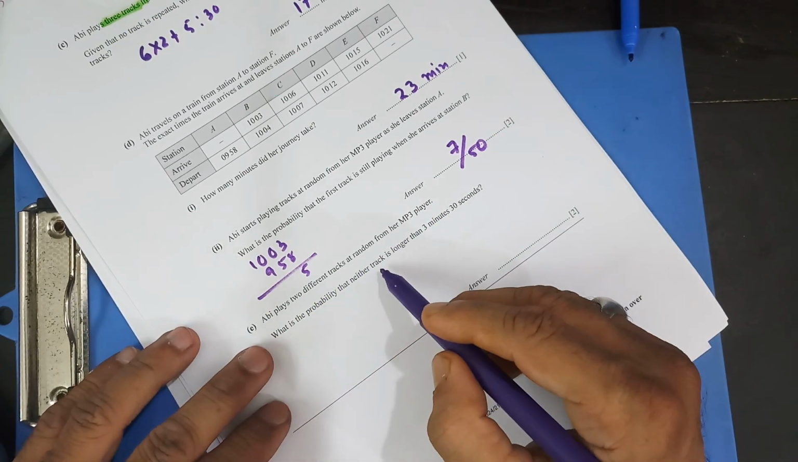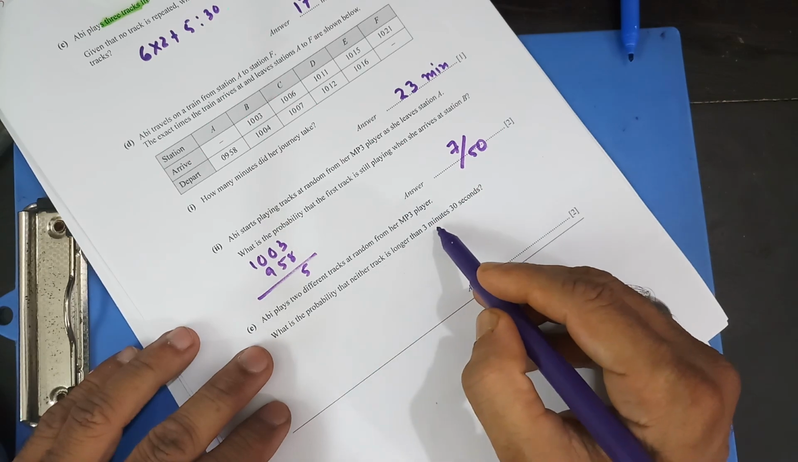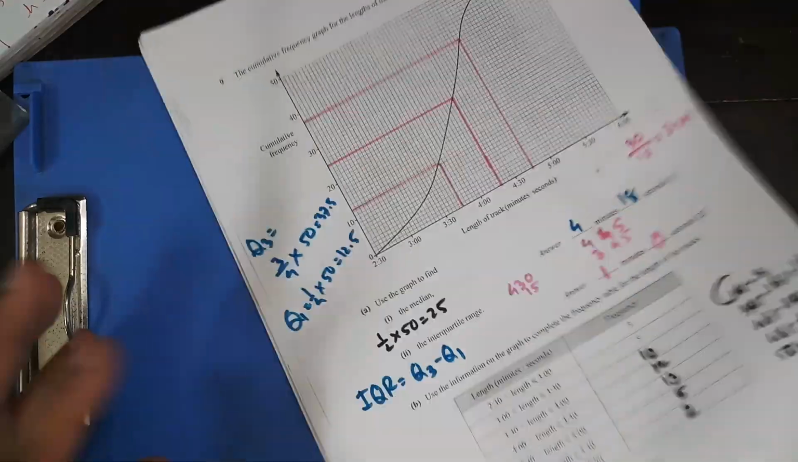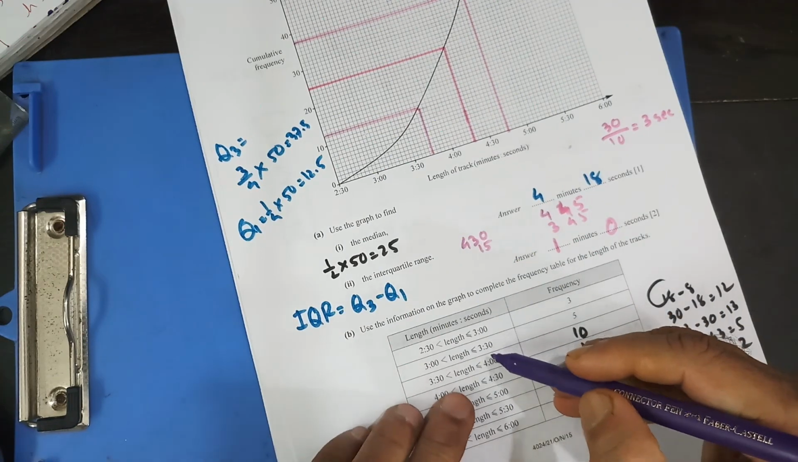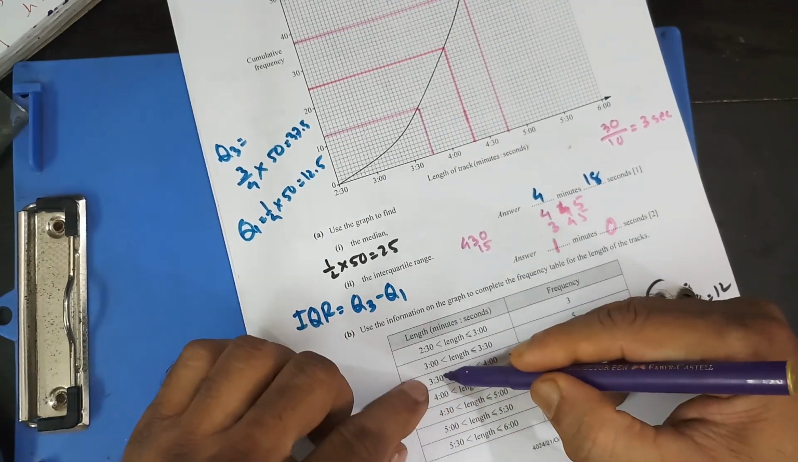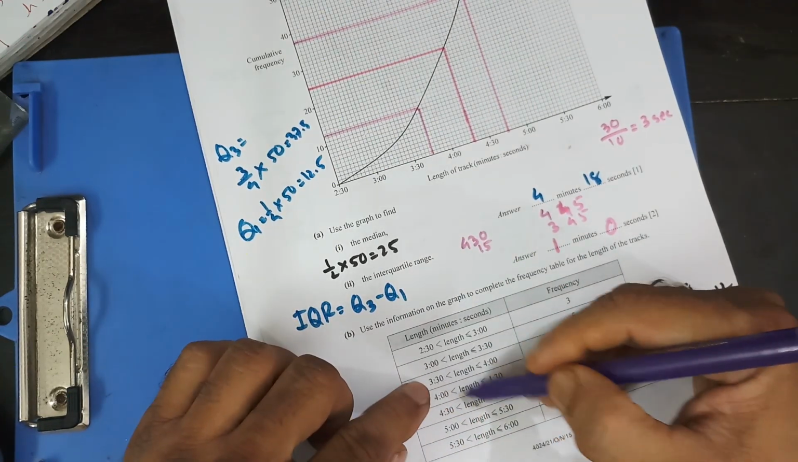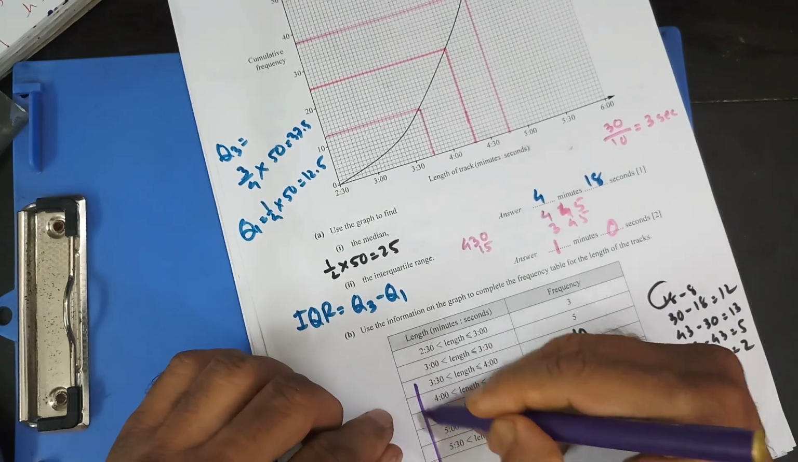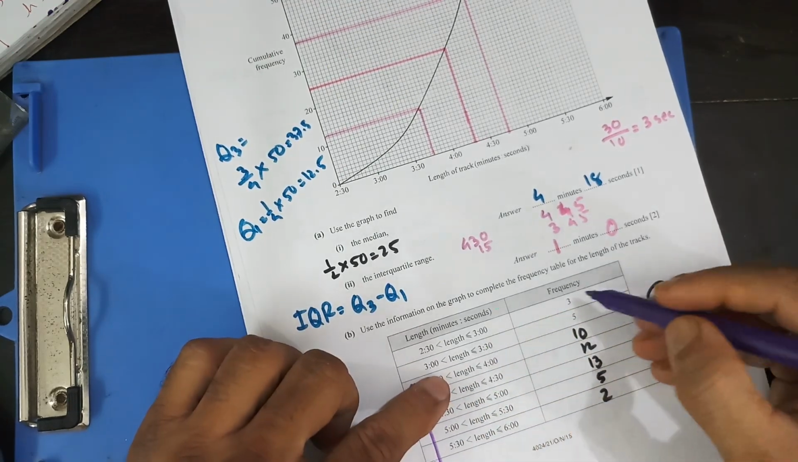Okay, Abby plays 2 different tracks at random from her MP3 player. What is the probability that neither track is longer than 3 minutes 30 seconds? So neither is longer than 3 minutes 30 seconds. All of this is more than 3 minutes 30 seconds, so we don't want that. We want something over here.